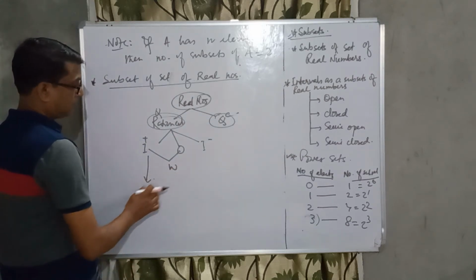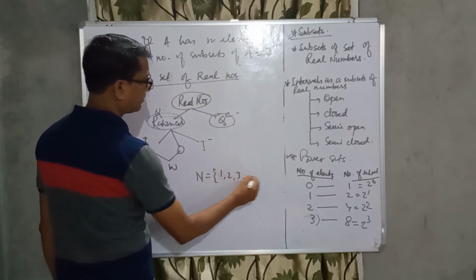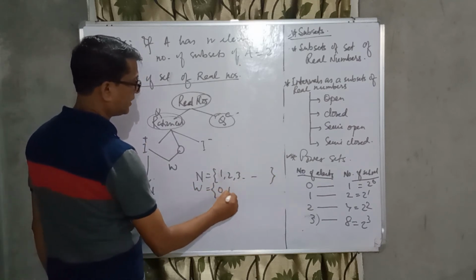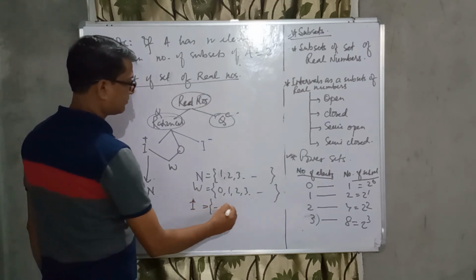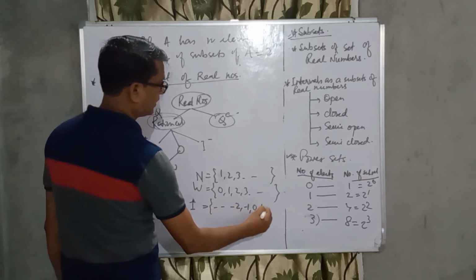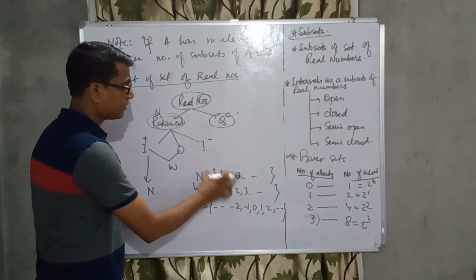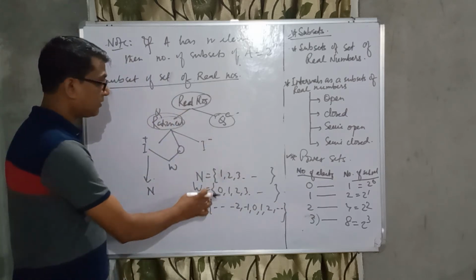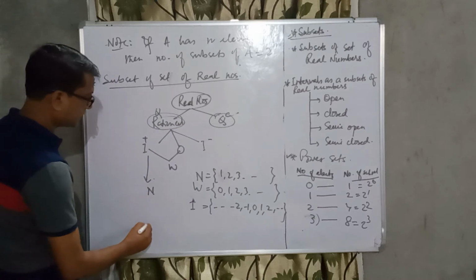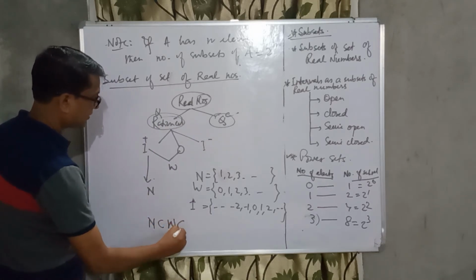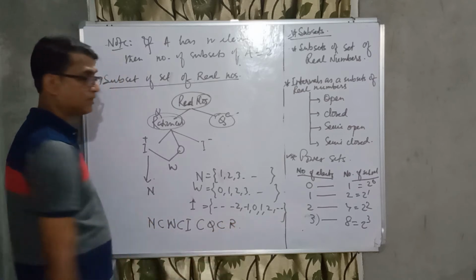Now if we say N is the natural numbers, they start from 1: 1, 2, 3, and so on. Whole numbers start from 0, 1, 2, 3. Integers I start from ..., -2, -1, 0, 1, 2. If we see here, N is a subset of what? All the elements of N belong to W, so N is a subset of W. Similarly, whole numbers are a subset of integers, integers are a subset of rational numbers, and rational numbers are a subset of real numbers. So natural numbers are a subset of whole numbers, a subset of integers, a subset of Q, and Q is a subset of real numbers.